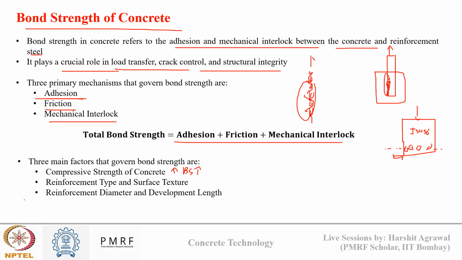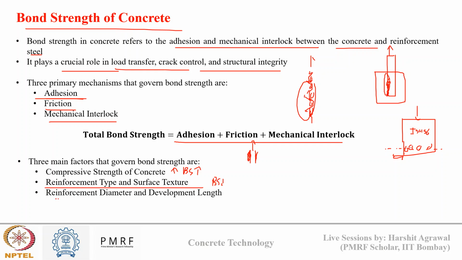Second is the reinforcement type and surface texture. If we are using a coated rebar, suppose this is a rebar and over the rebar I have done an epoxy coating. This epoxy coating reduces the friction of the rebar surface, because epoxy materials are generally smoother compared to the bare steel surface. So the frictional resistance that the rebar was offering to the pull forces reduces. So bond strength decreases in case of coated reinforcements.